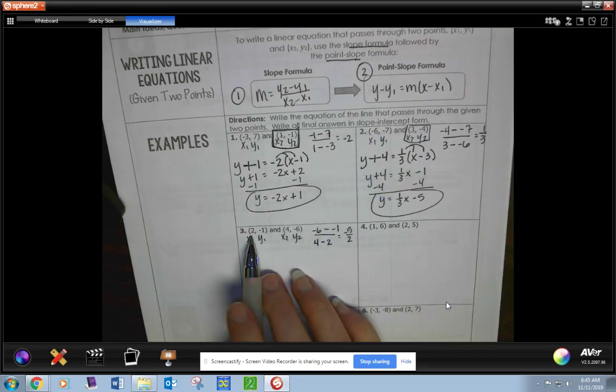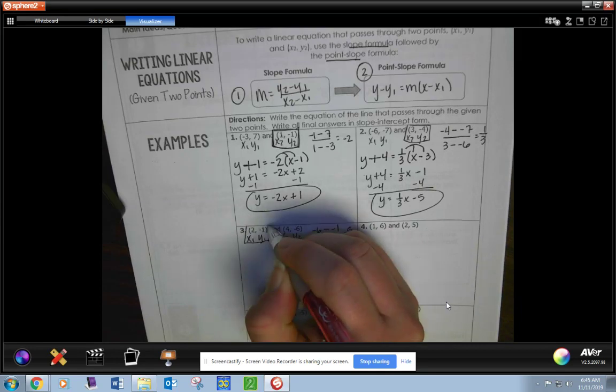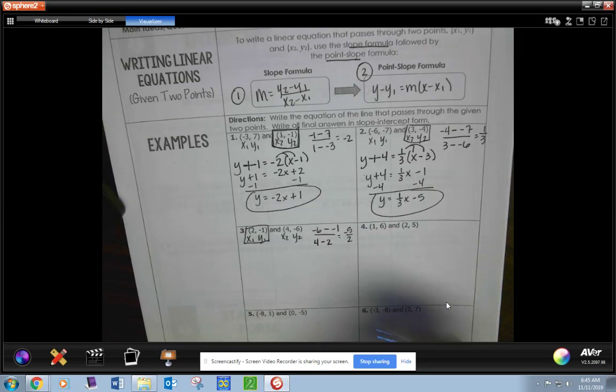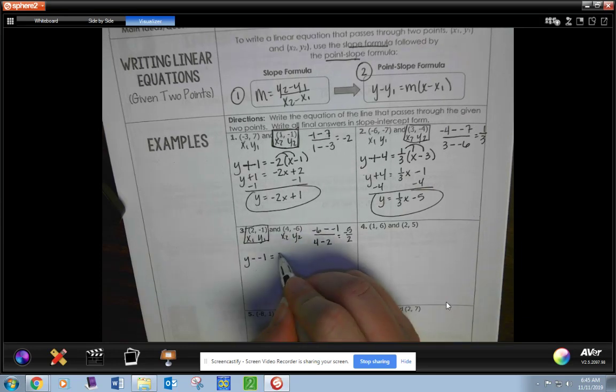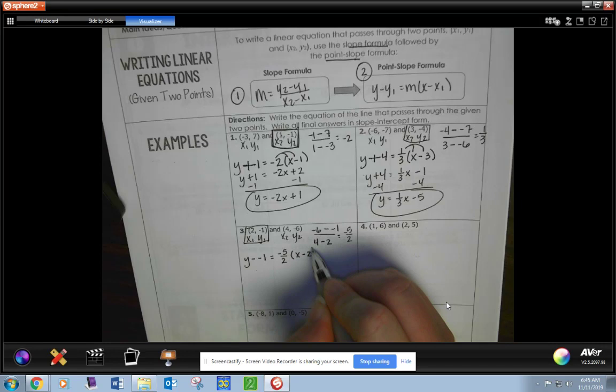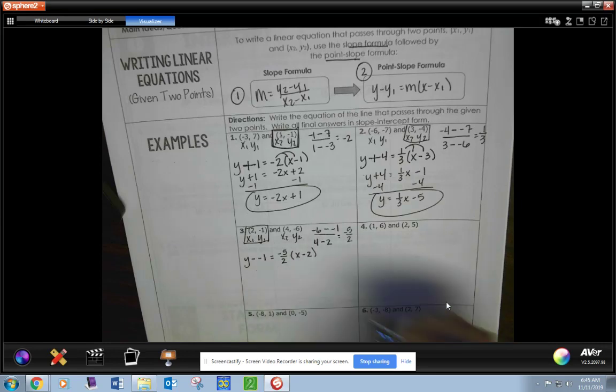Now I'm going to look at my 2 points. I'm going to go with the first one this time because that's smaller numbers. So we're going to do y minus -1, because that's the y I picked, equals the slope I got was -5/2 times x minus, and the x I picked was 2. Fixing my double negative first, so connect and make a plus.